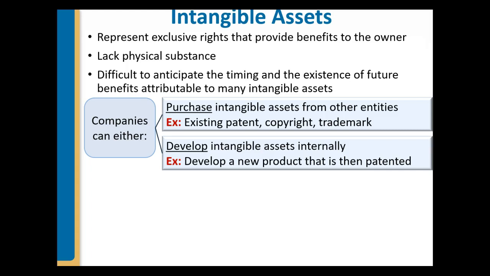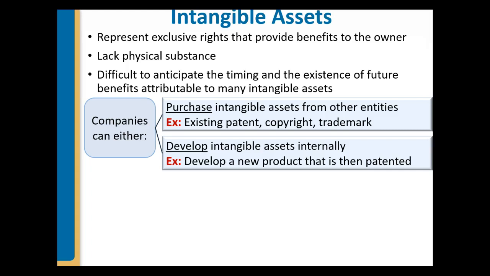Companies can either purchase intangible assets from other entities, existing patent, copyrights, trademarks, or franchise rights, or they can develop intangible assets internally, such as develop a new product or process that is then patented. Intangible assets with finite useful lives are amortized. Intangible assets with indefinite useful lives are not amortized.